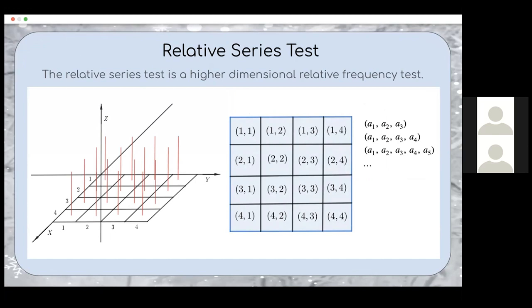There are 1,1, 1,2, 1,3, 1,4, and so forth. If we graph them on an XY plane and put the frequency of each combination on the z-axis, as you can see in the red bars, we can plot the frequency for each combination and use them to calculate our D value. We can also increase this to higher dimensions. This is 2 dimensions, and also 3 dimensions, 4 dimensions. The higher the dimension, the more data we have, and the more data we have, the better our test is.